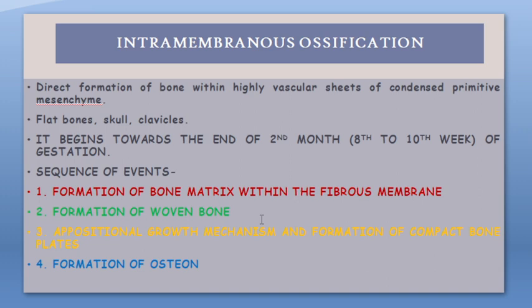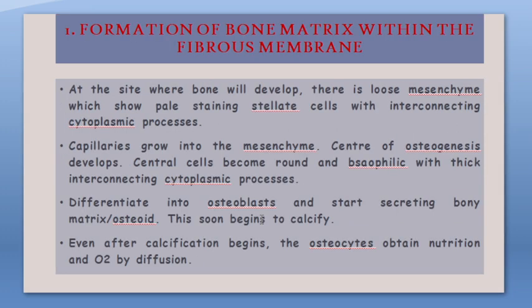of events which take place during the formation are: first, there is a formation of bony matrix, then there will be formation of woven bone, which is also known as immature bone, then there will be appositional or layering growth of the bone, which leads to the formation of compact bone, which is a type of mature bone. Then is the formation of osteon, which is the primary unit, that is, the functional unit of bone.